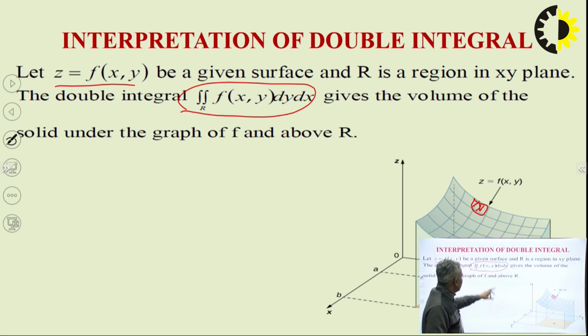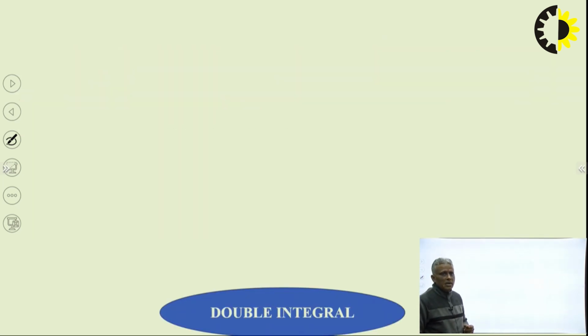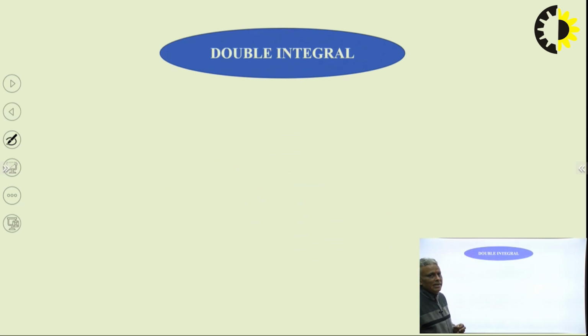So in this way we can calculate delta x delta y. In this way we can calculate the area and we can calculate the double integration. In the same way, double integration is divided into three parts.